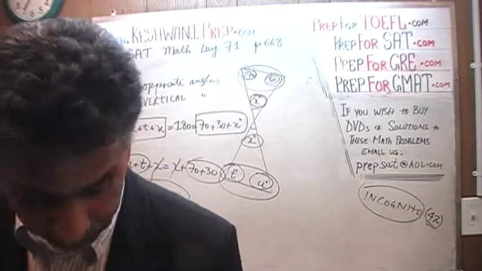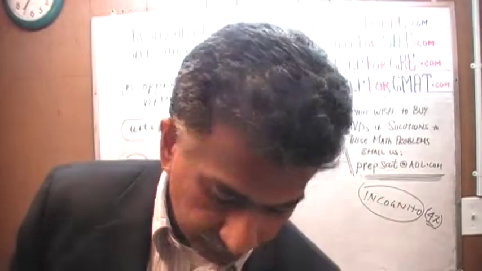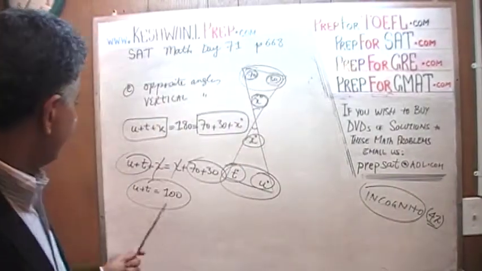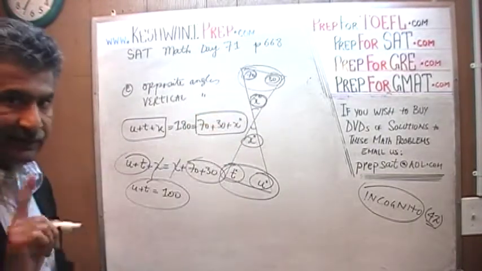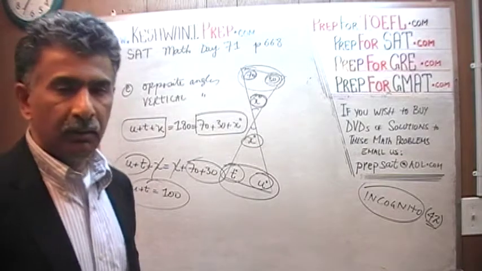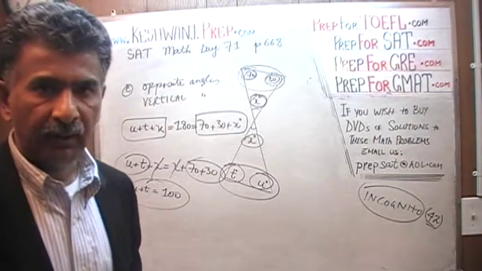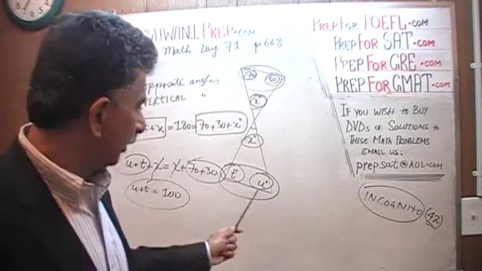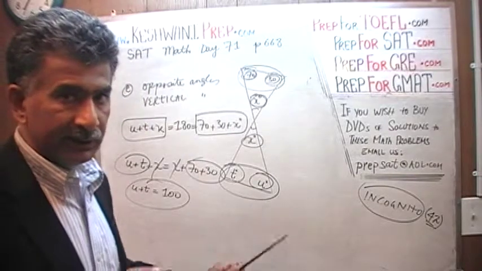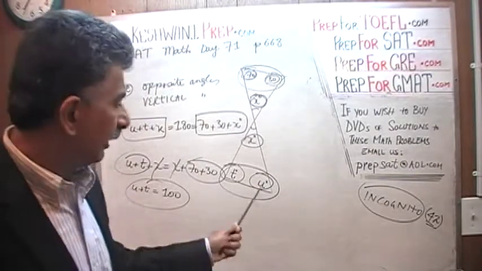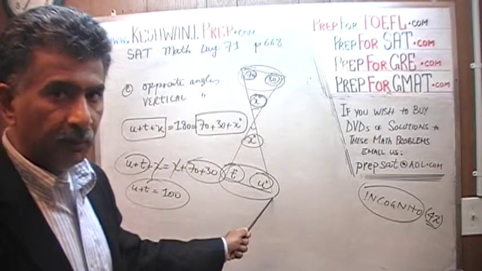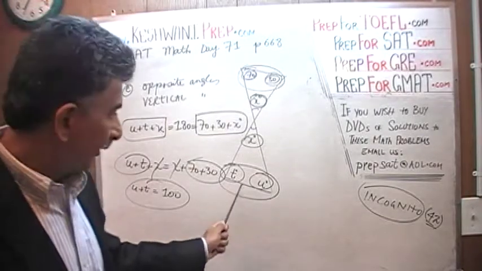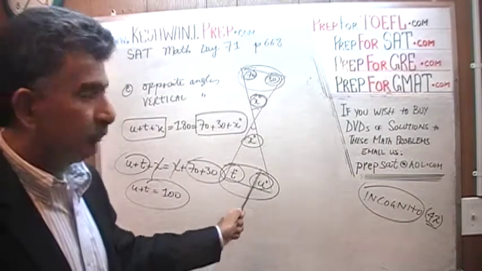Now, listen carefully, that does not mean that t equals 70 and u equals 30. It does not mean that. There is no way for us to figure out the individual value of angle t and angle u. It is impossible. I repeat myself, but we can tell that whatever these angles are, they must add up to 100.